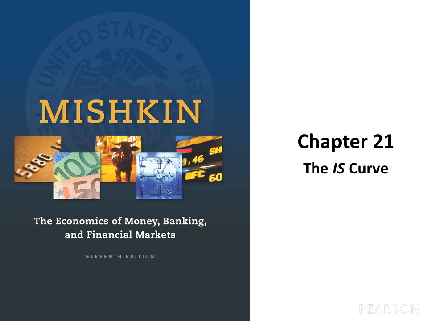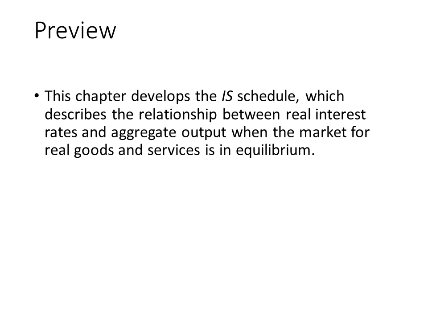We'll be covering the IS curve, which is chapter 21 in Mishkin's text. In this chapter, we'll be reviewing the IS schedule, and it describes the way the economy works and its relationship between the real interest rate and aggregate output.